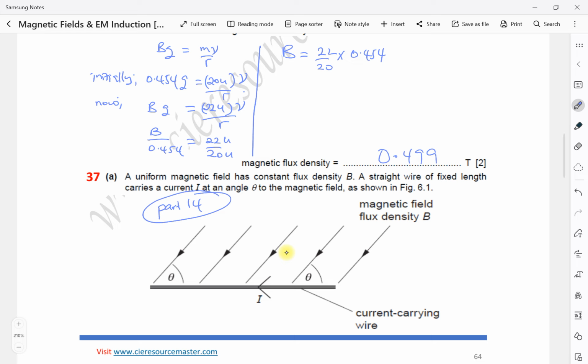A uniform magnetic field has constant flux density B. A straight wire of fixed length carries a current I at an angle theta to the magnetic field as shown in the figure. So we see that the magnetic field is at an angle theta to the current. So we always need the component of the magnetic field perpendicular to the conductor. So if B is the magnetic field, the component perpendicular to the conductor is going to be B sine of theta.